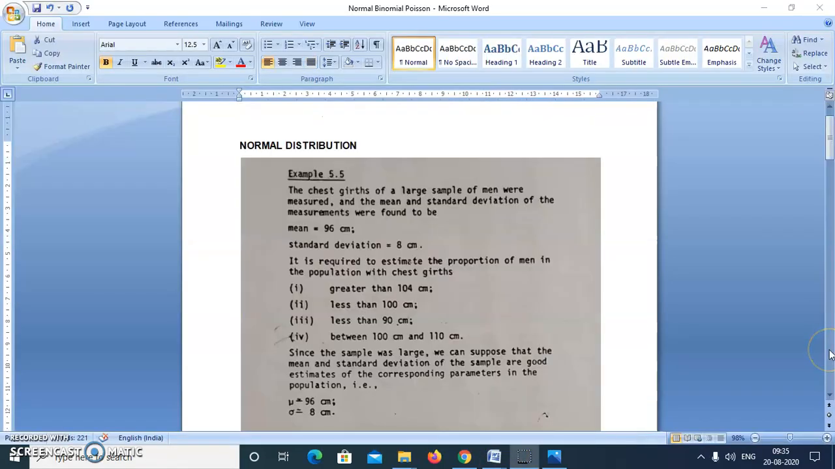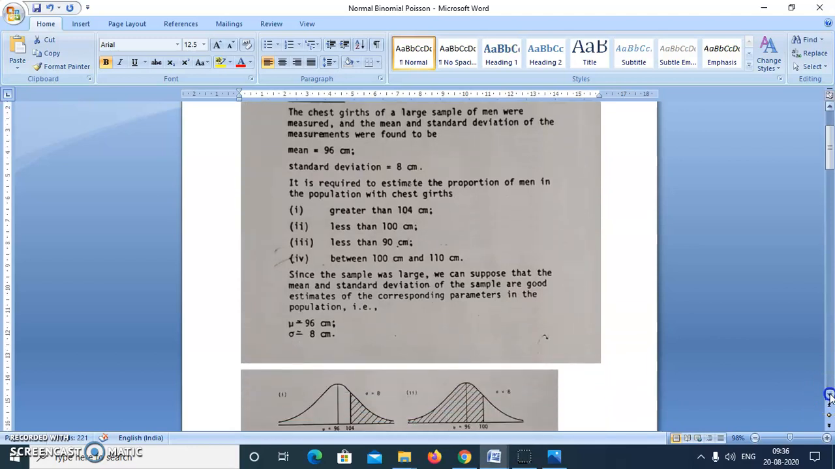Okay, so we'll start with one example of normal distribution. The chest girth of a large sample of men was measured, and the mean and standard deviation of the measurements are given. The mean is 96 centimeter and standard deviation is 8 centimeter, and it is required to estimate the proportion of men in the population with chest girth greater than 104 centimeter. So there are 4 parts of this question. First we'll do the first one, that is greater than 104 centimeter.